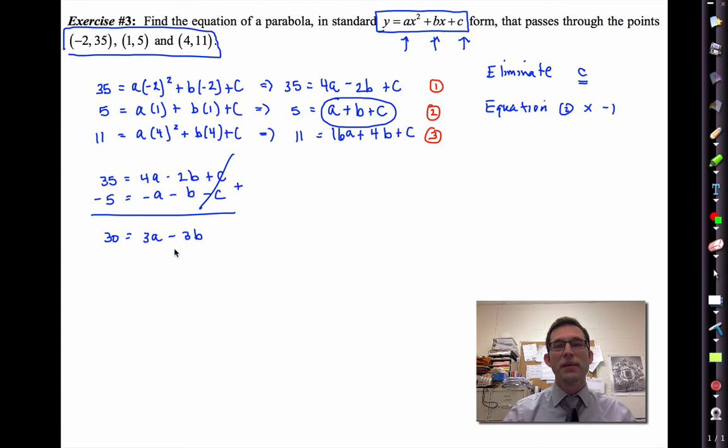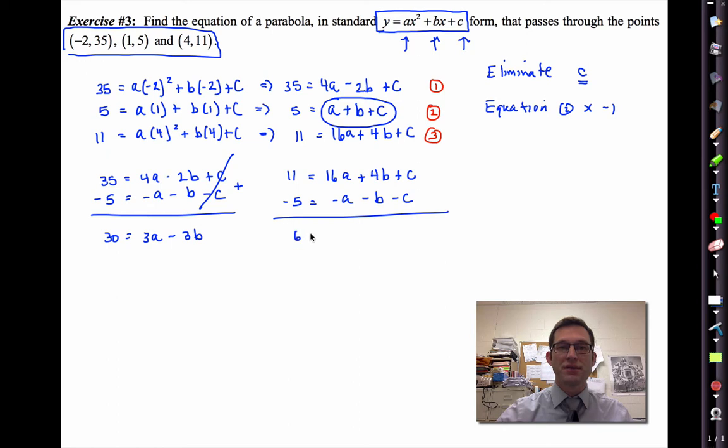What I want to do is eliminate the c now in equation 3. So I'm going to do almost exactly the same thing. I'm going to have 35 equals, whoops, no, I don't want that one. I'm sorry. My apologies. I'm going to have 11 equals 16a plus 4b plus c. I'm going to again use that equation number 2 after it's been multiplied by -1. All right, I'm going to add these two together, and I'm going to get 6 equals 15a plus 3b.